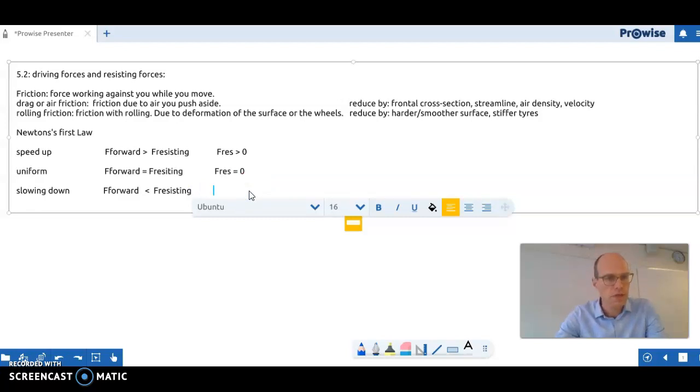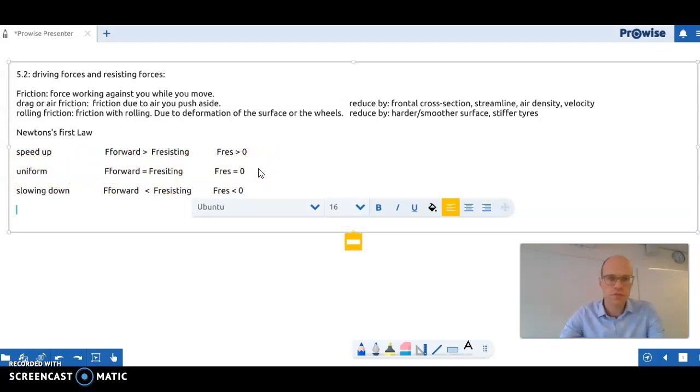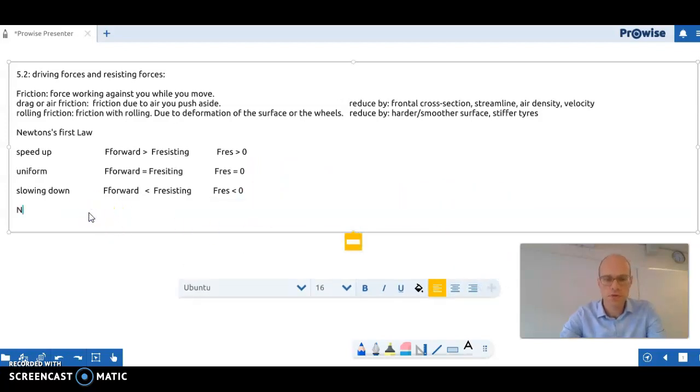And if you're slowing down, if the resisting force is greater than the forward force, the resultant is smaller than 0, or it is backwards. And this one, that if you have a uniform motion the resultant force is 0, that is Newton's first law. And there are three laws of motion.